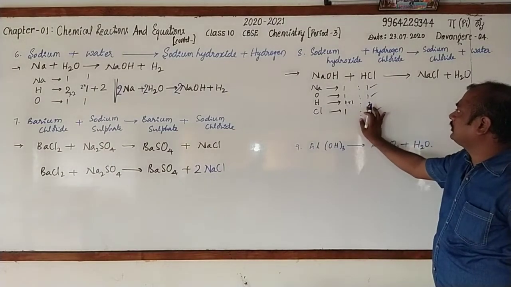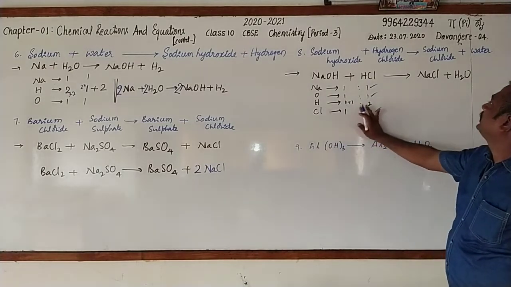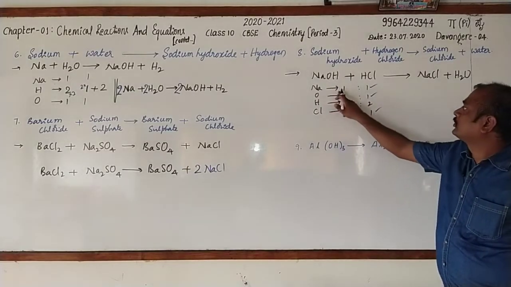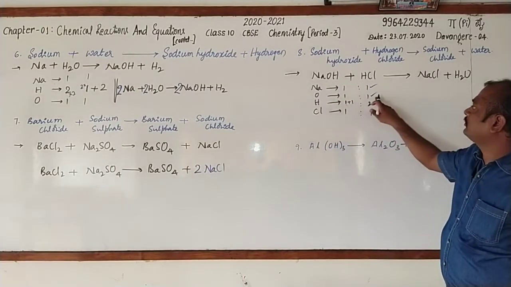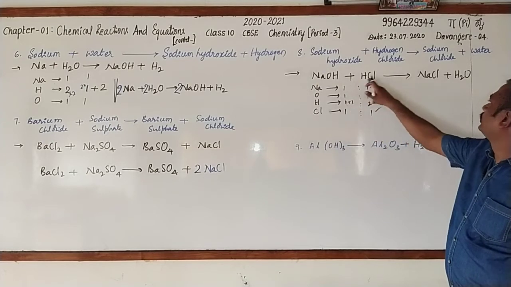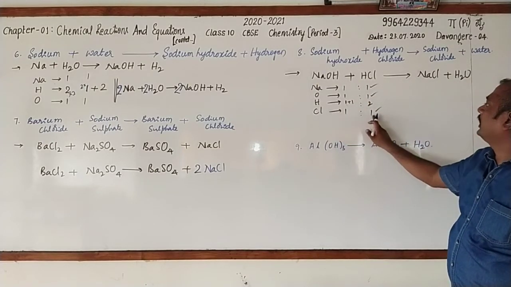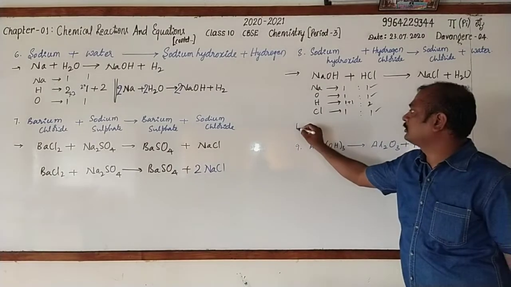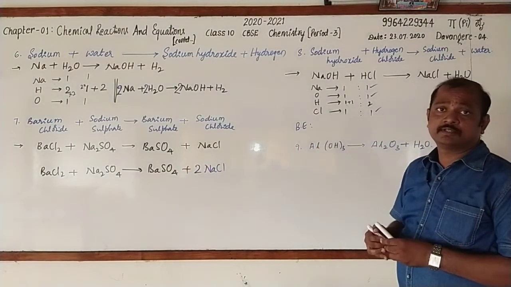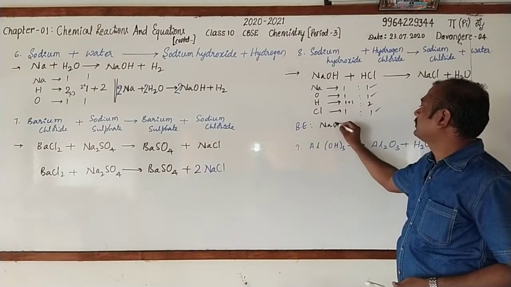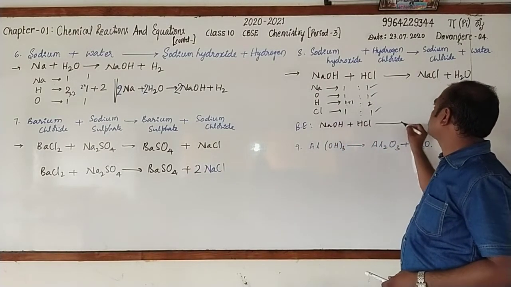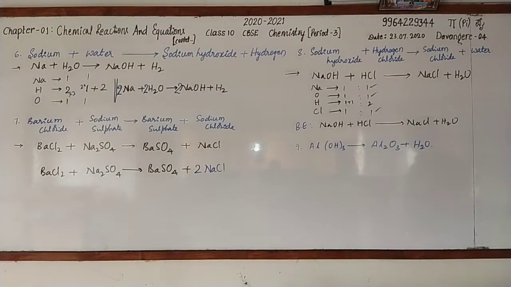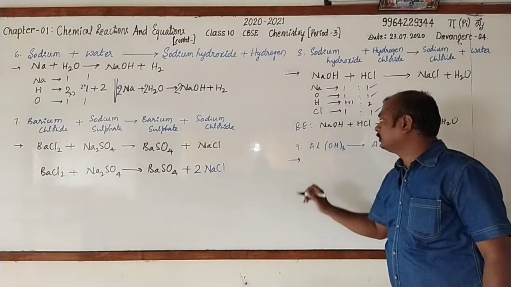Though all are balanced, then can we keep this as it is? Yes. Sodium 1 atom, oxygen 1, hydrogen 1 plus 1, 2. Here is 2. Chlorine 1 and RHS side is also 1. It is completely balanced. Hence you can write the balanced equation as NaOH plus HCl gives rise to NaCl plus H2O. Clear? Next, we will move on to another one.